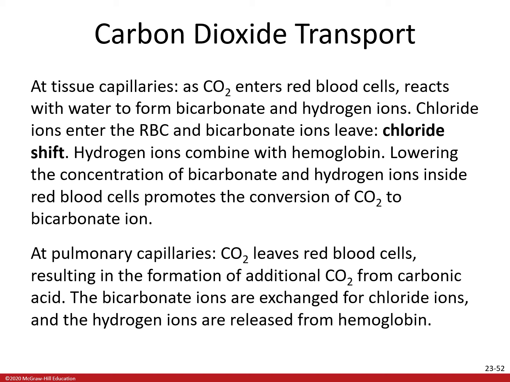Anyway, at a tissue level, as carbon dioxide enters red blood cells, it will react with water to form bicarbonate and hydrogen ions. The chloride ions enter the red blood cells, and bicarbonate ions leave, which is called a chloride shift. Hydrogen ions combine with hemoglobin, lowering the concentration of bicarbonate and hydrogen ions inside the red blood cells, which then promotes the conversion of carbon dioxide to bicarbonate ion. And I do believe that in the next few slides, we are going to see this process illustrated.